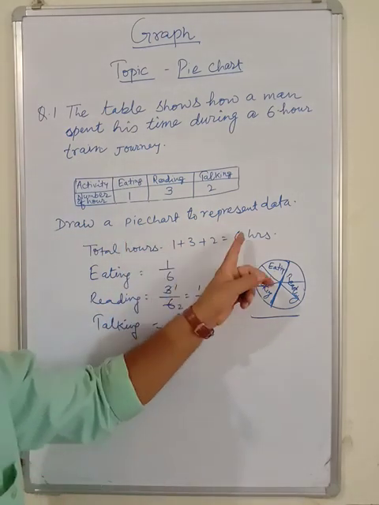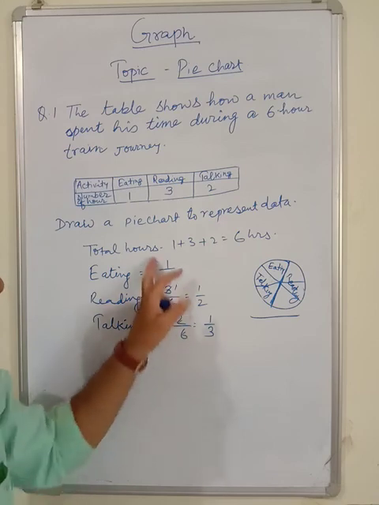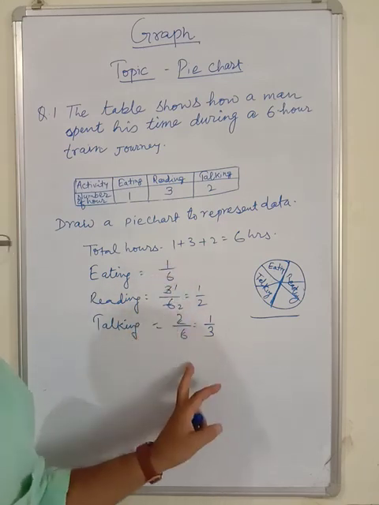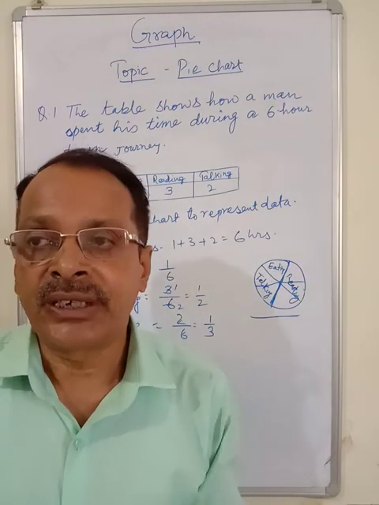So first you have to find the total and find out the parts. This is very important, and then you can represent your pie chart.